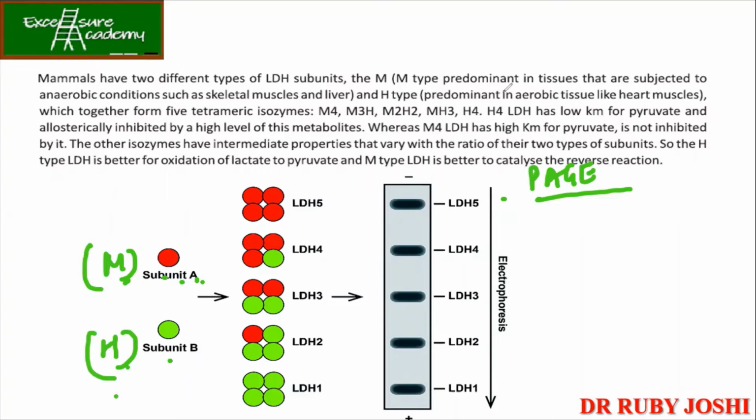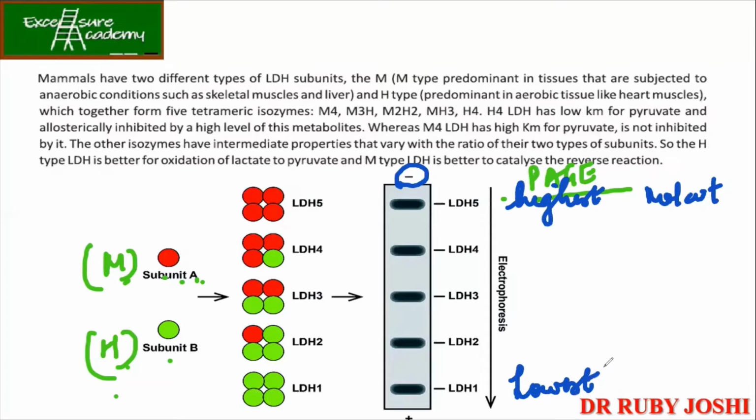Yes, Chandni? Yes, anyone? LDH5, ma'am. Yes, very good. And you need to see also, here you have the negative charge. So in PAGE, all proteins subjected to the electrophoresis are charged with negative charge. Okay? So LDH5 is going to have the highest molecular weight. Good. And of course, LDH1 is going to have the lowest.